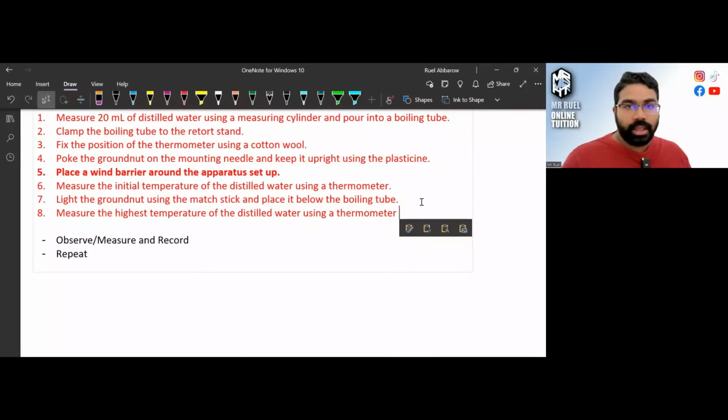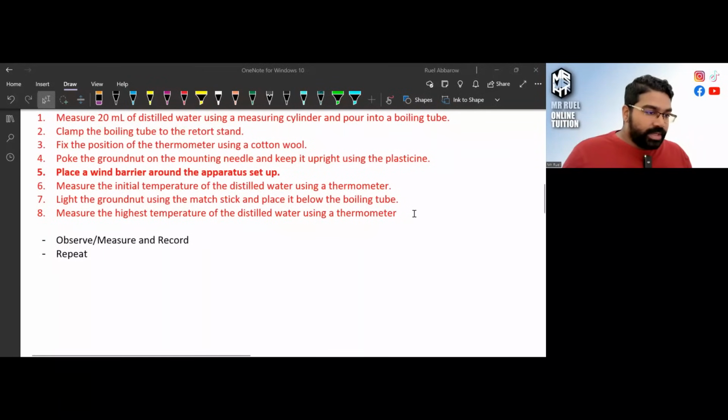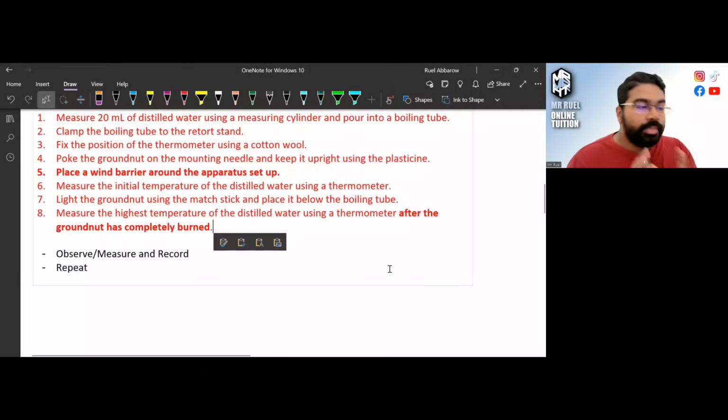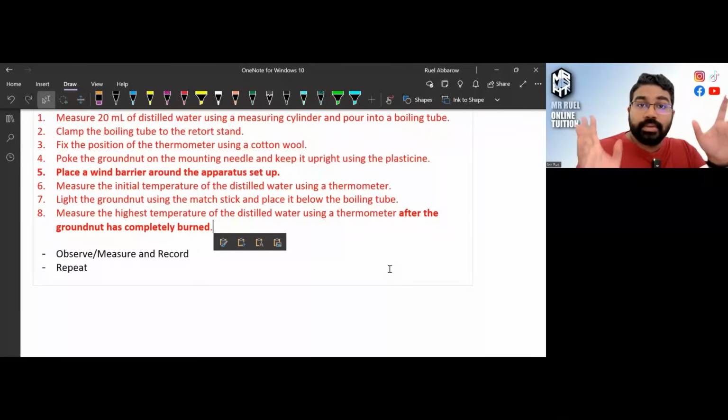Now, this is correct. We have another precautionary step here. That precautionary step is after the groundnut has completely burned. This is important. That means you have to wait until everything is completely burned, gone. Then only you take the highest reading. All right.